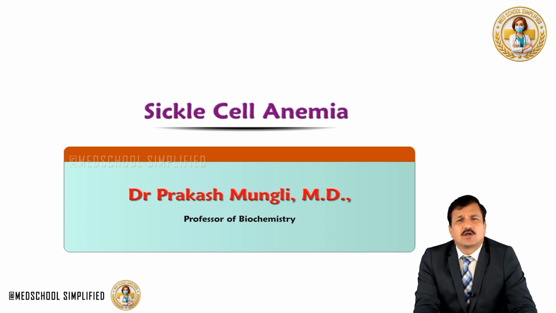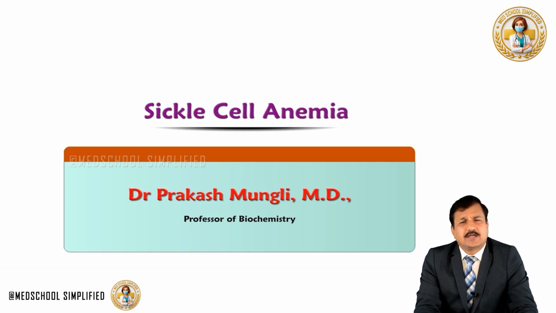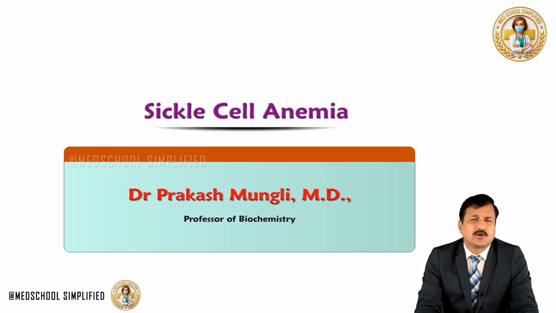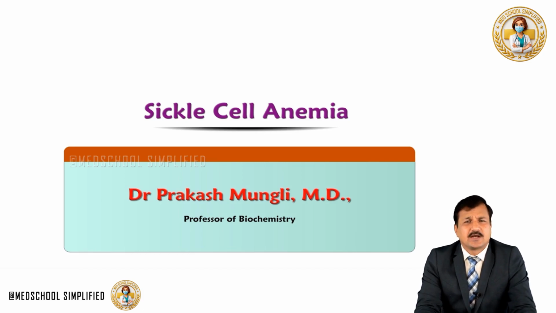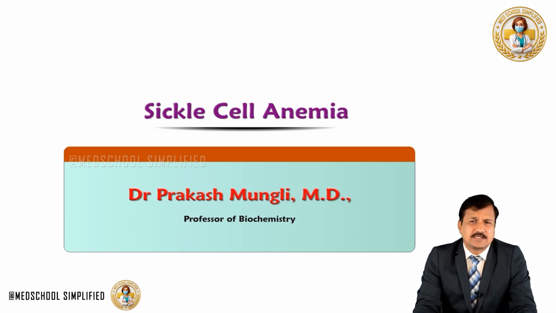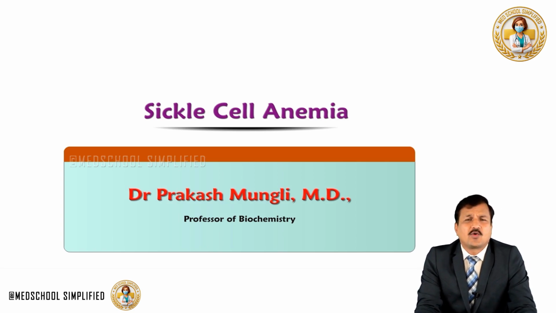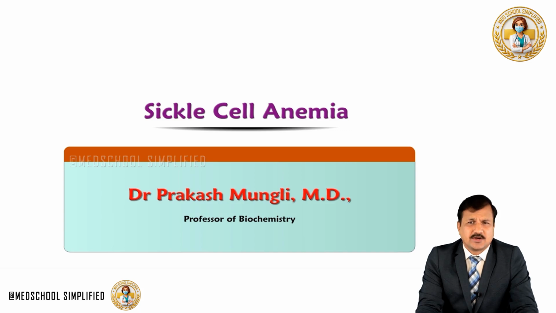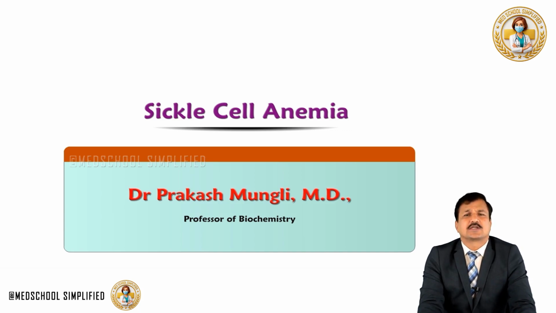And also, in sickle beta 0, one of the beta-globin chains is of sickle type and the other beta-globin chain is not there. Or in sickle beta plus thalassemia, one of the beta-globin chains is of sickle type and the other beta-globin synthesis is less or decreased. So all these are different types of qualitative mutations that will lead to sickle cell anemia and the group of similar disorders. So that's all about sickle cell anemia.